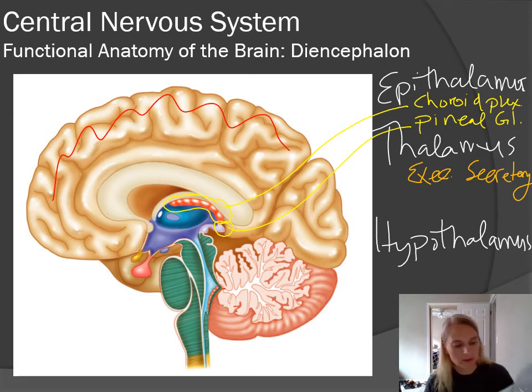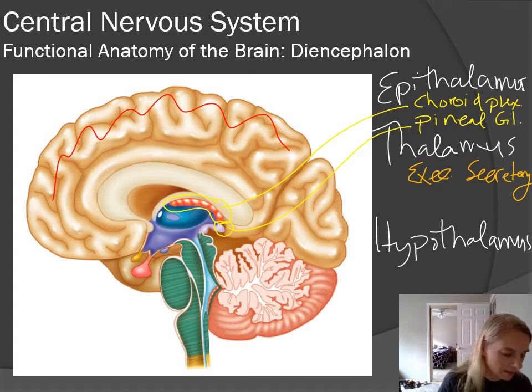Let me make sure I'm following along in the notes. Thalamus, okay. Epithalamus, choroid plexus, and the pineal gland. Thalamus is your relay station for this impulse. We talked about that.